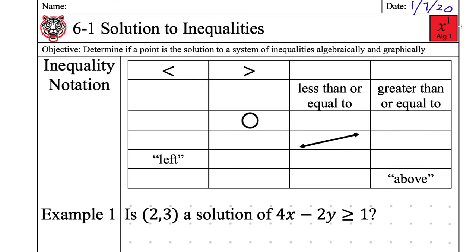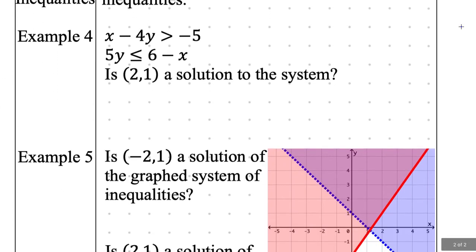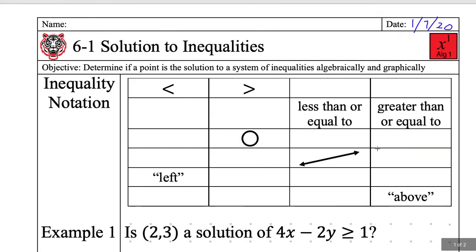Who would like to read the objective with a quiet raised hand? Get that participation card in. Emma, yes. Determine if a point is the solution to a system of inequalities algebraically and graphically. Exactly. So by that, you can look at the back half, example 4 and 5. If you can solve example 4 and 5 right now, you have now hit the objective. This is algebraically, this is graphically. All right, but we need to figure out what those mean.